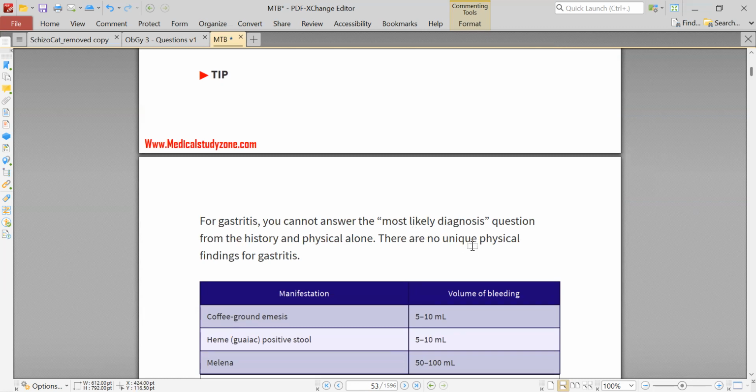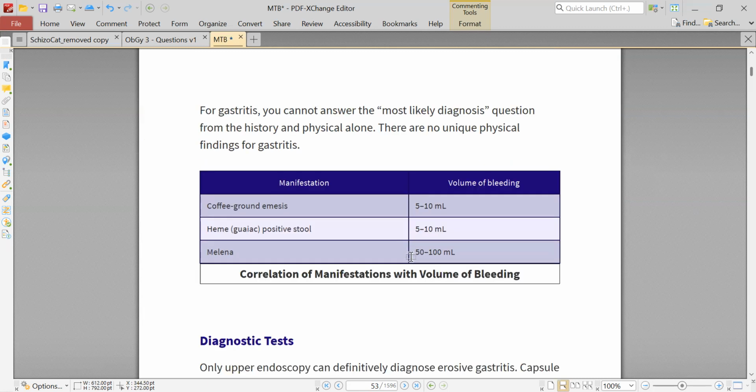There is no physical finding for gastritis. The findings correlate with the volume of bleeding. Coffee ground emesis means only 5 to 10 ml, which is very minimal. A Guaiac positive test means blood in the stool. This is important terminology: Guaiac positive stool means occult blood is present, which is only 5 to 10 ml.